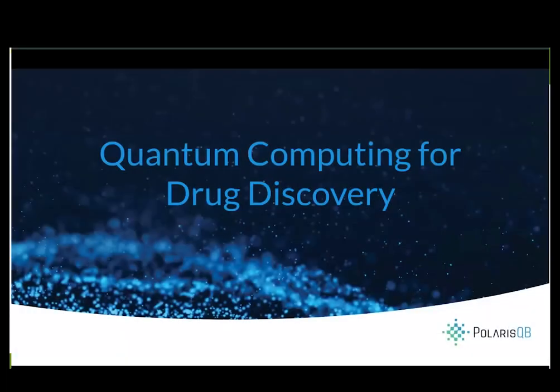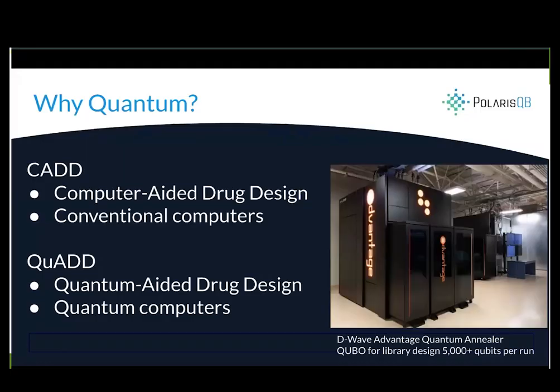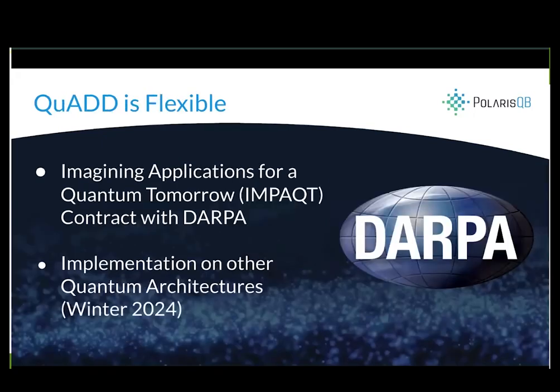So let's talk about quantum computing for drug discovery. So you're familiar with CAD, which uses conventional computers to find future medicines. We're using QUAD, which is quantum-aided drug design, and it uses quantum computers. The specific quantum computer that we've been working on is D-Wave's Advantage. While we're working with D-Wave right now, we also have a DARPA contract to expand our process to other architectures and to future machines. So why are we using quantum computers?